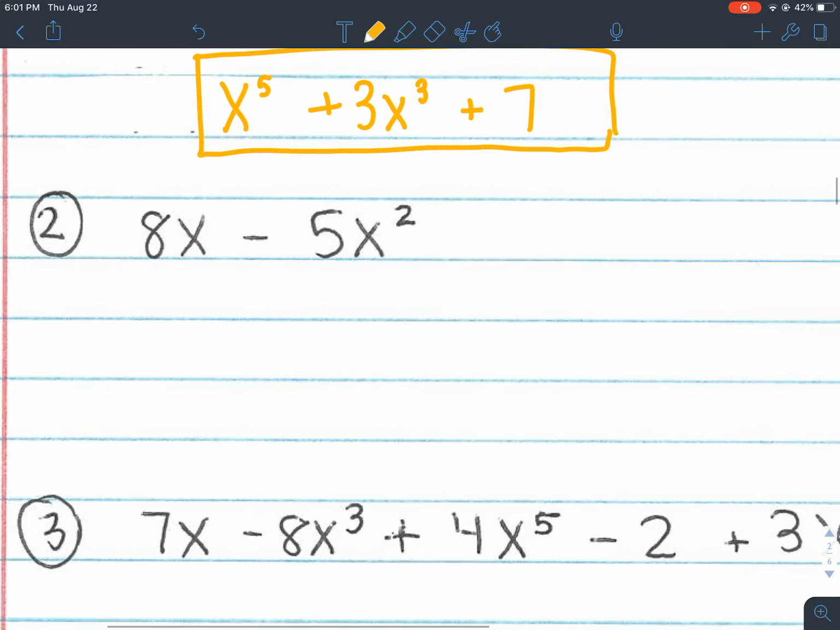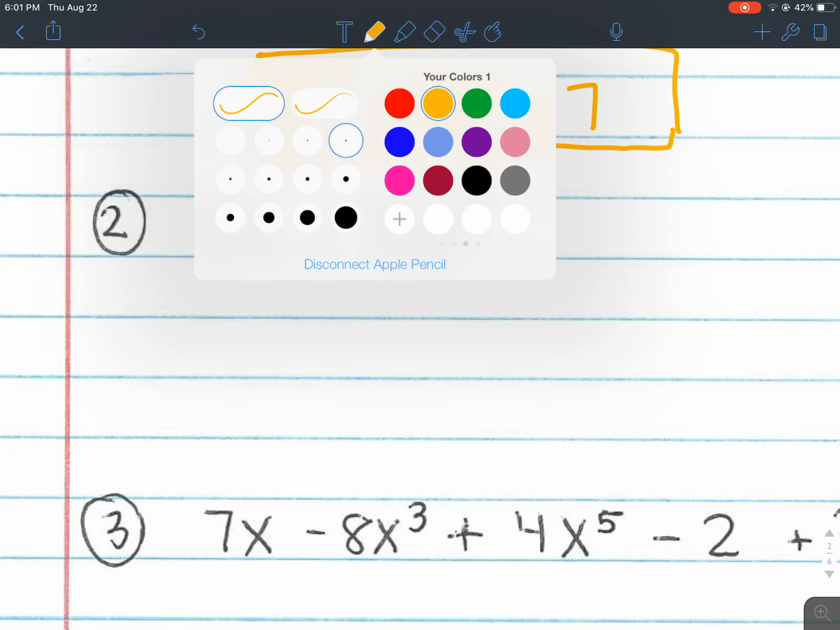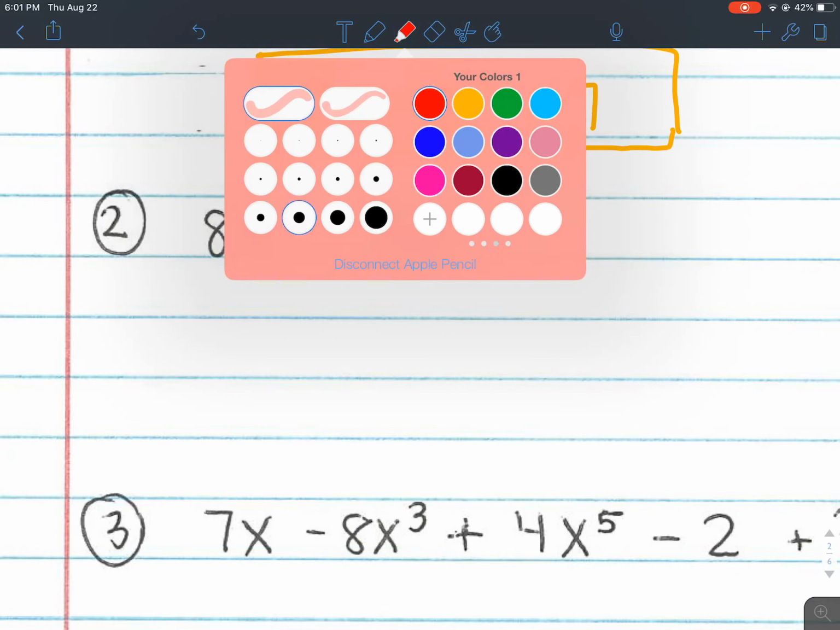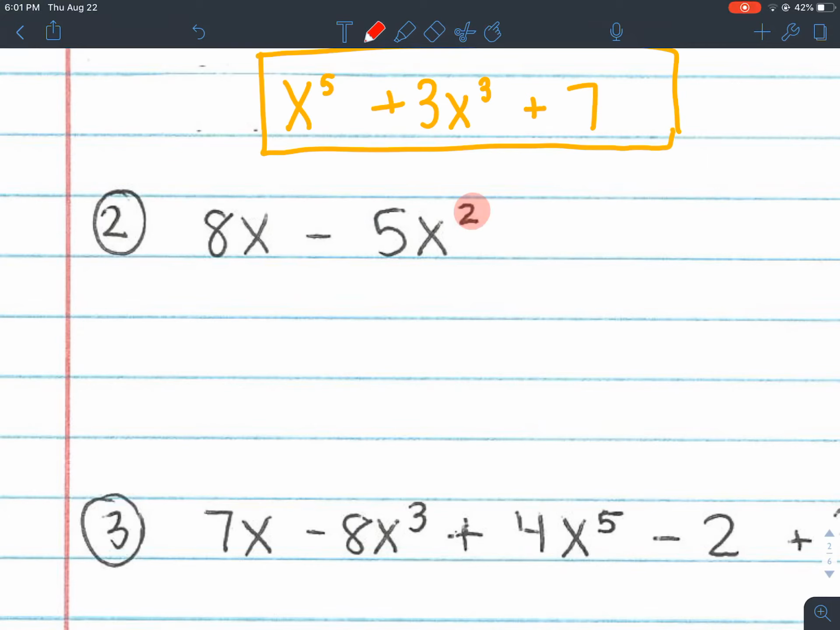Okay, moving on to number 2, we have 8x minus 5x squared. Again, you're going to look for your largest exponent. That's going to be the 2, so that's going to give us the degree, 2nd degree. And since there are only 2 terms, this is a binomial. So a 2nd degree binomial.